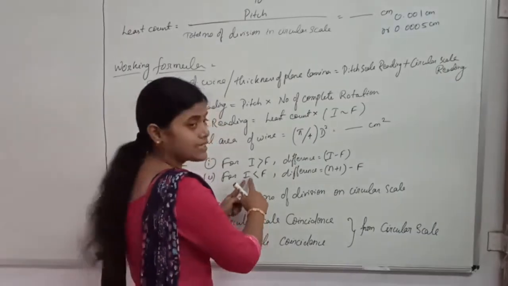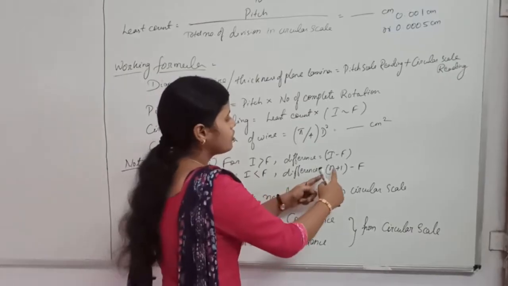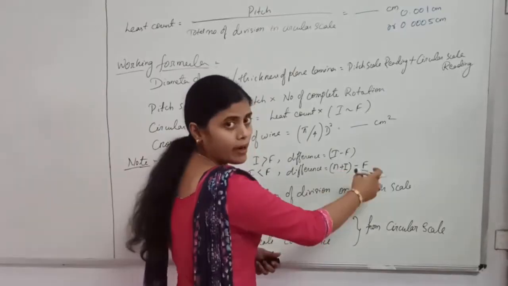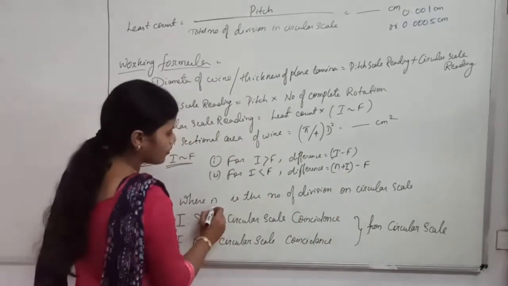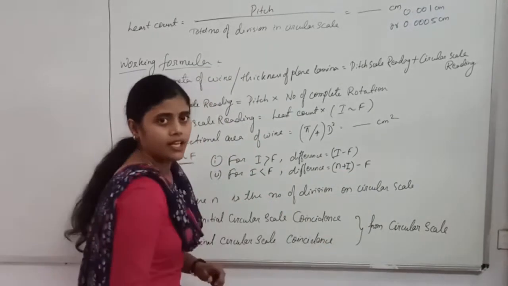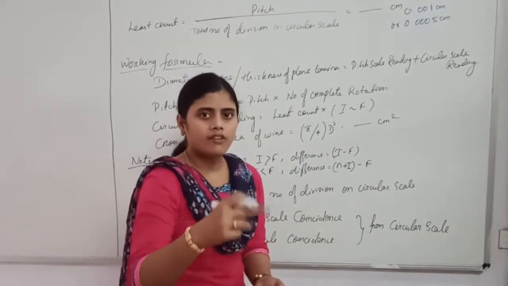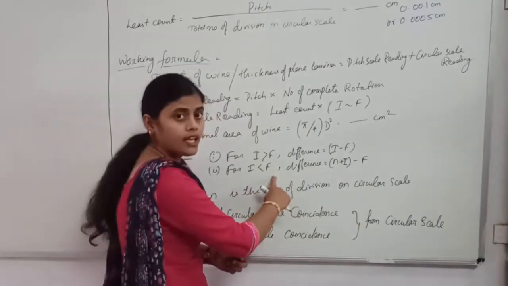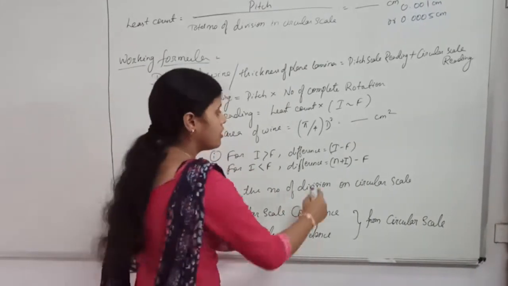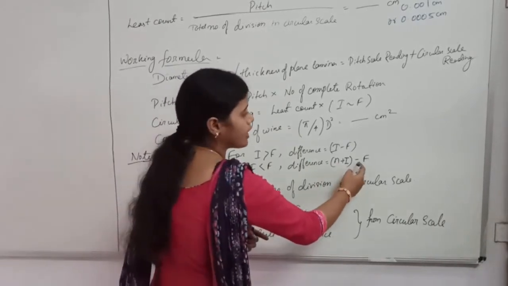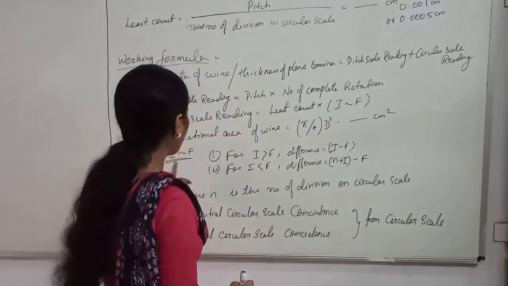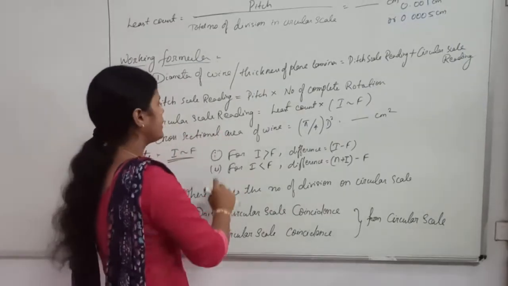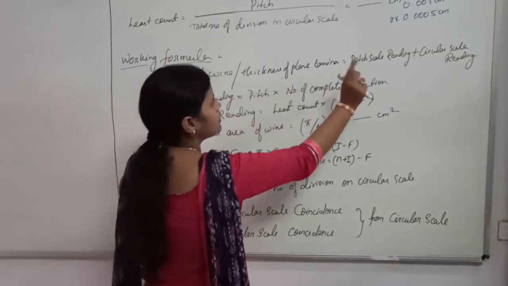But when I is less than F, you have to add n to I and then subtract F, where n is the number of divisions on the circular scale. We know in our instrument the number of divisions on the circular scale is 100. So if your initial reading is smaller than final, you have to add 100 to the initial reading and then subtract F. In this way you will find I minus F, then multiply it with this term, it will give you the circular scale reading, and hence you will find the diameter of the wire.